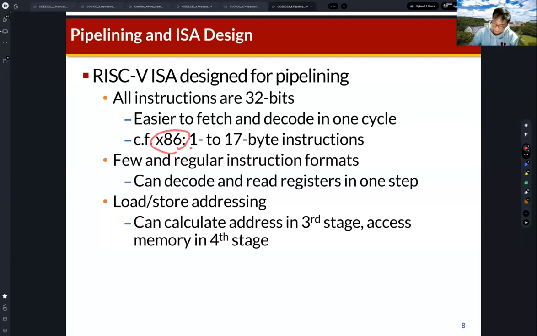Okay, so this slide just explains why the RISC-V ISA has simpler instructions. RISC type instructions are good for designing simpler hardware. Okay.